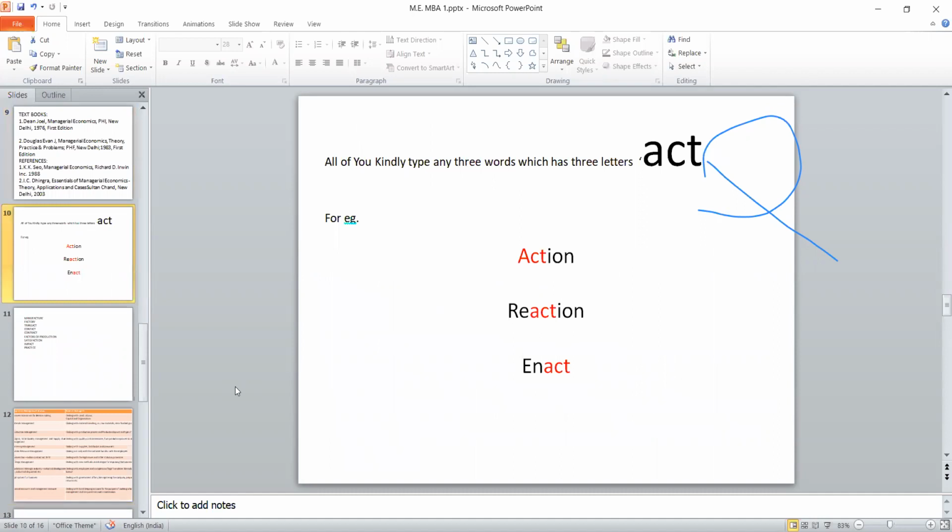This is my question. All of you kindly type any three words which have the three letters ACT continuous. I have given the example: action, which is the prefix; reaction, where it is in the middle; and enact, where it is in the suffix. Likewise, you can write any. It is not necessary that it should be in the middle; it may be all three words in prefix or all three words in suffix, but you should write any three words. You start typing in the chat box.